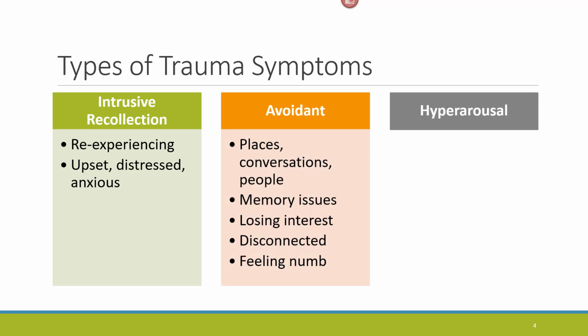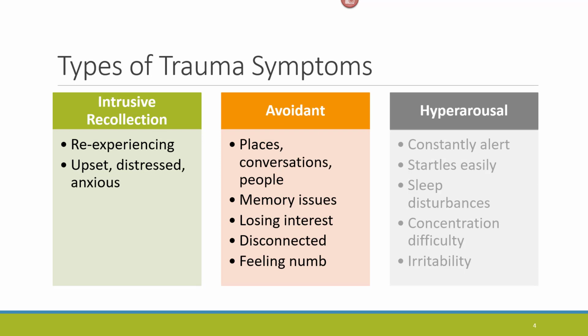Avoidance is just that, avoiding places, thoughts, conversations, or people associated with the event. People who have experienced trauma can also have problems recalling fragments of the event, or even the event as a whole. Other avoidant symptoms can include losing interest in formerly enjoyable and important activities of life, feeling disconnected or removed from other people, and feeling numb.